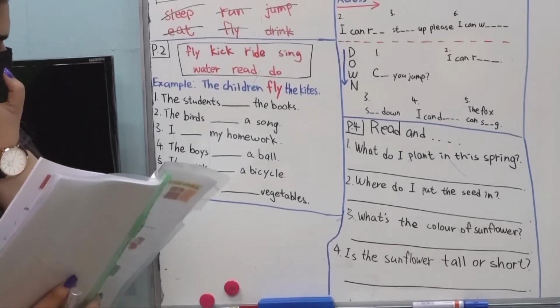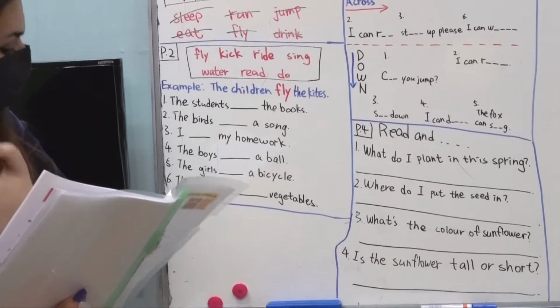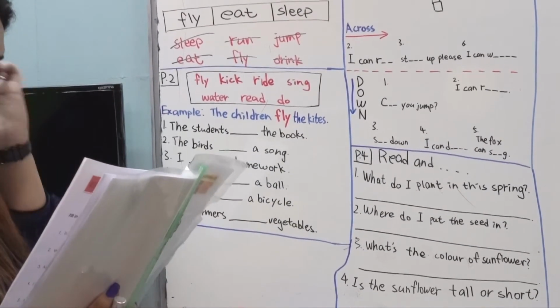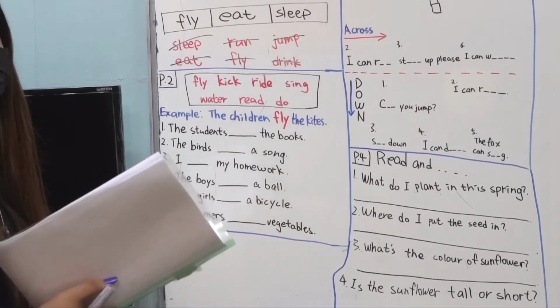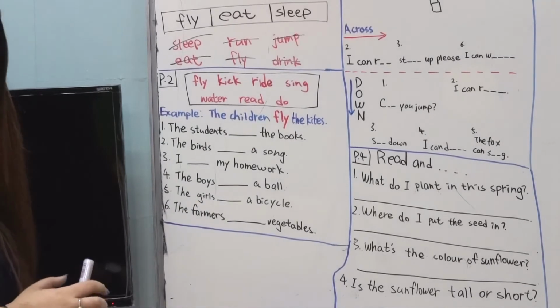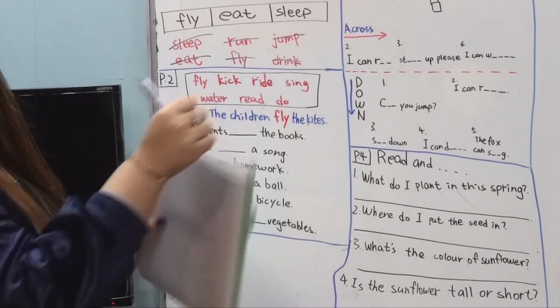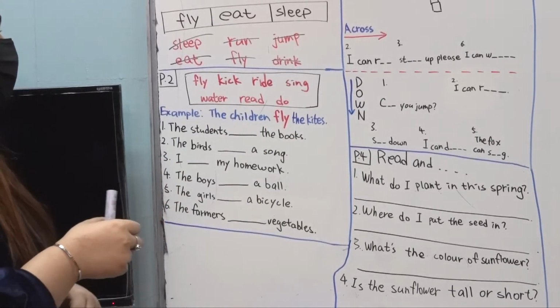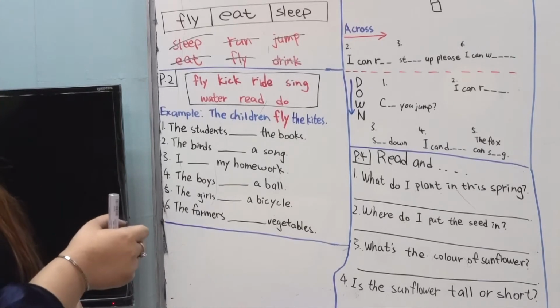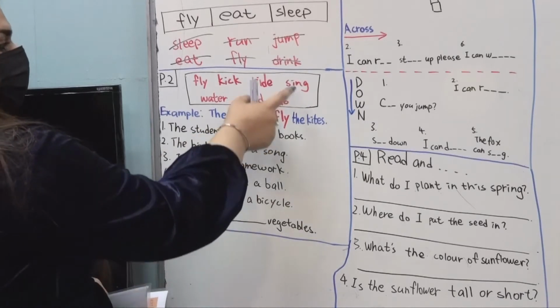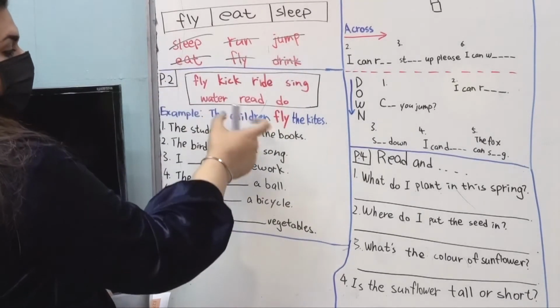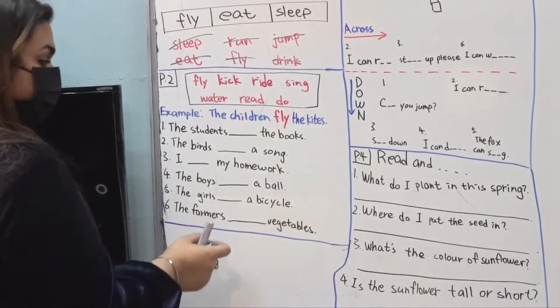Alright, you have to choose the suitable verbs and fill in the blanks. Remember, what does a verb do? A verb does action. So let's look at the example at page 2. You have to choose the verbs here and then fill in the blanks.